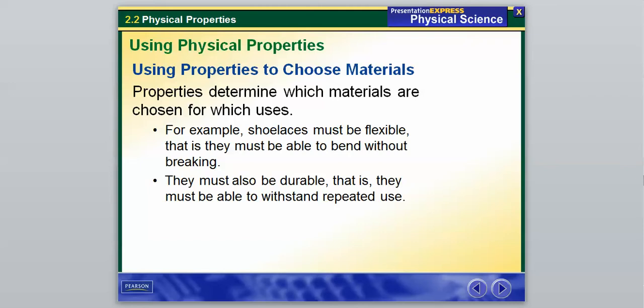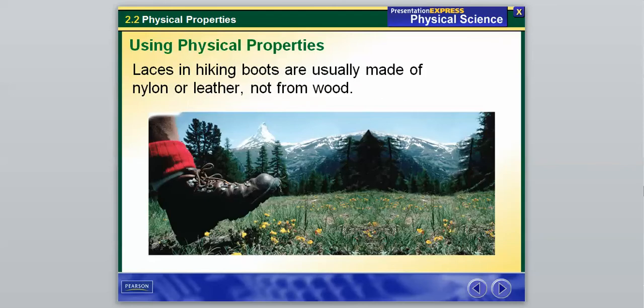They can help us determine what characteristics we're looking for in order to carry out the job we need. In the example, the laces in our hiking boots are usually made of nylon or leather, which hopefully you've seen before. They're not going to be made from wood. Hopefully it's kind of common sense in this example, but physical properties help us determine the best materials to use for a certain job. So those are two ways to use physical properties.